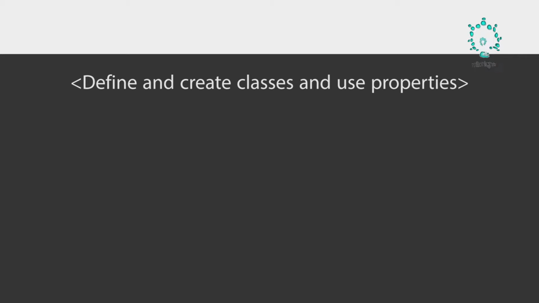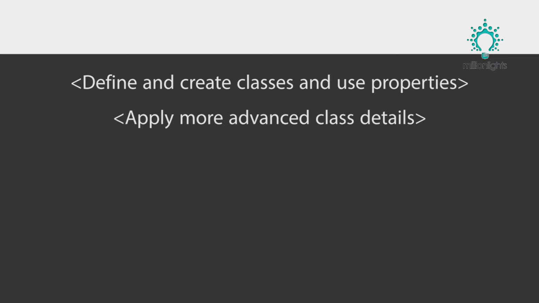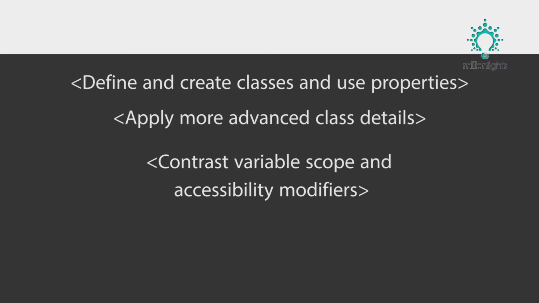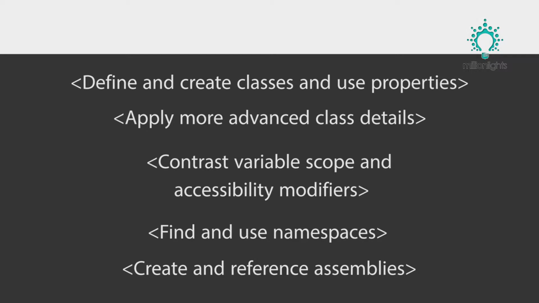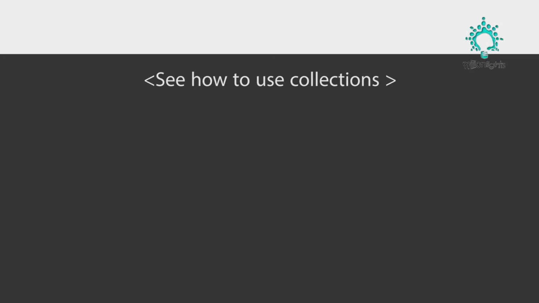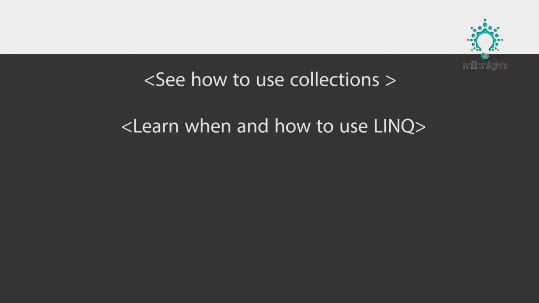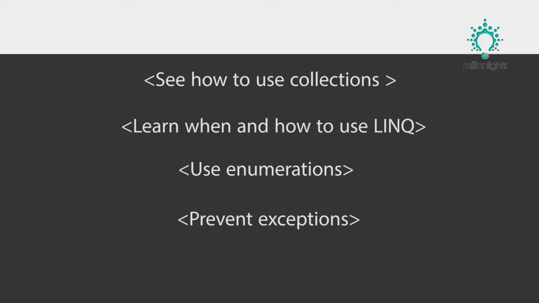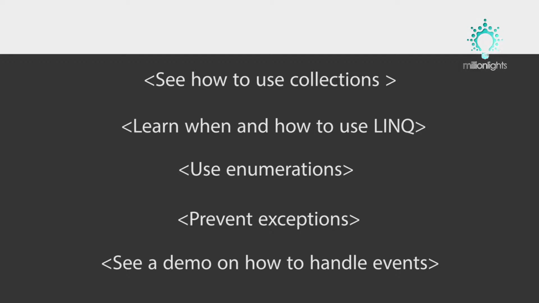Define and create classes and use properties. Apply more advanced class details. Contrast variable scope and accessibility modifiers. Find and use namespaces. Create and reference assemblies. See how to use collections. Learn when and how to use LINQ. Use enumerations. Prevent exceptions. See a demo on how to handle events.